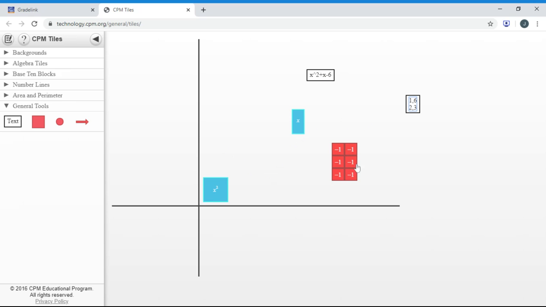So if we have the way that this is laid out right now, we have a 3 by 2. So we have a positive 2 in one direction and a negative 3 on the other, or a positive 3 and a negative 2. If you were to add them together, which combination gives you a positive 1 for a coefficient for the x? It would be a positive 3 and a negative 2.